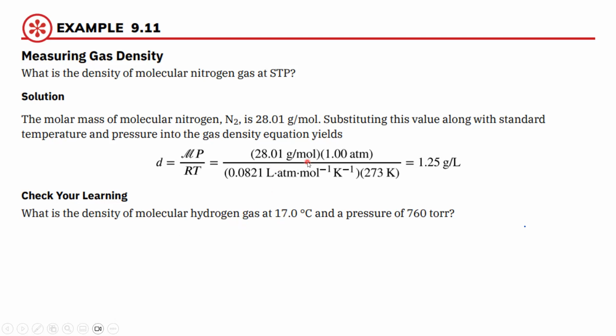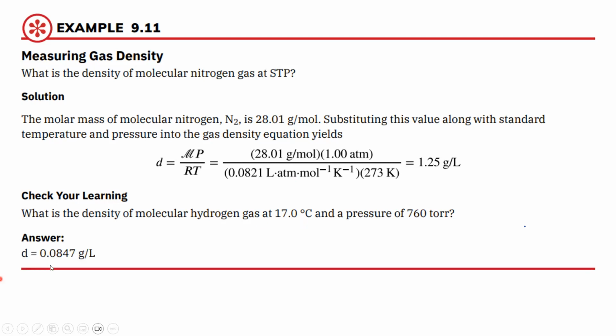2.016 grams per mole. We'll still have 1 atmosphere for the pressure because 760 torr is actually just equal to 1 atmosphere. We'll still have 0.08206 or 0.0821, however you want to round it there. And then for the temperature here, since we've got 17 degrees Celsius rather than STP, we would have 290 Kelvin. And then when we plug all that in, we'll get a value of 0.0847 grams per liter.